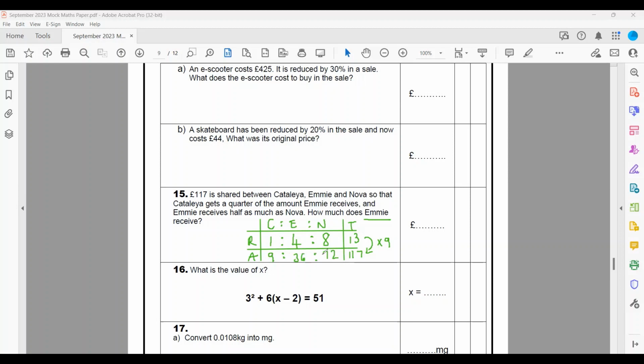So we can check we've shared them correctly. Go back and check what the question was asking. So how much does Emmy receive? And the answer to that is £36.